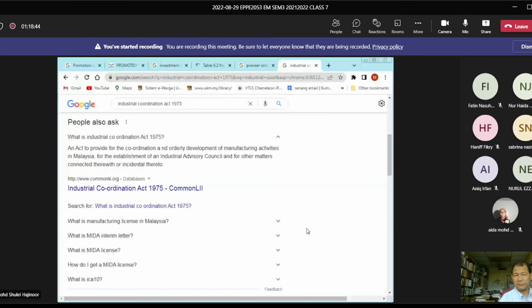An act to provide for the coordination of and orderly development of manufacturing activities in Malaysia, for the establishment of an industrial advisory council, and for other matters.